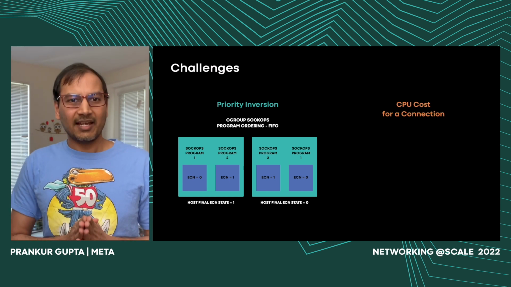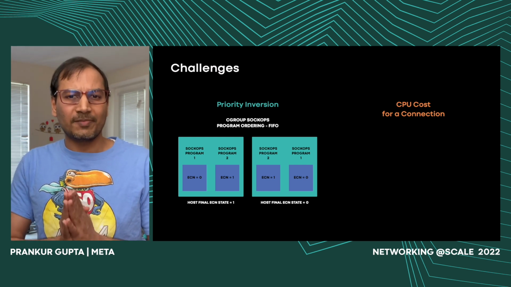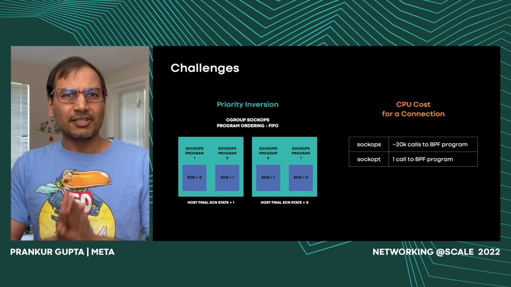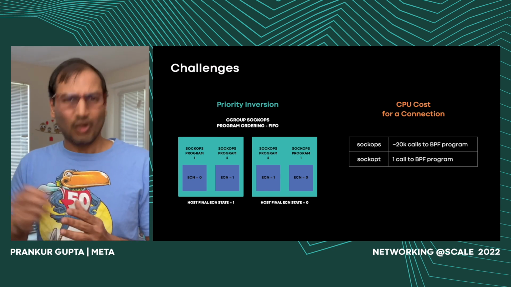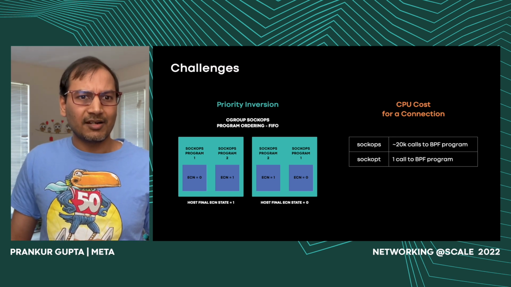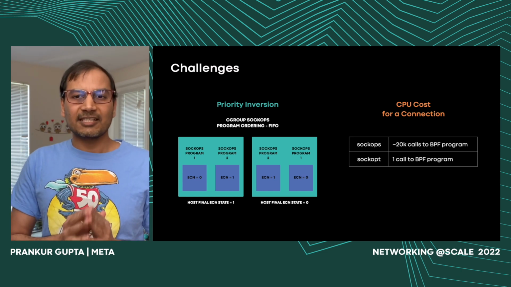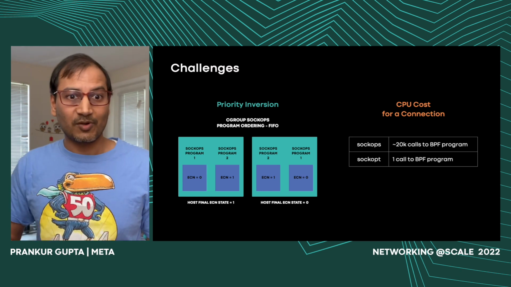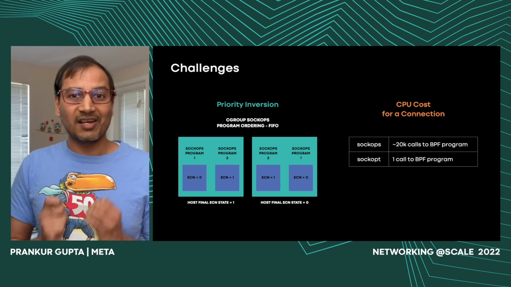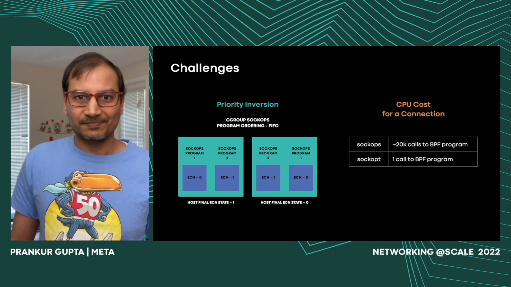The second case was related to high BPF CPU usage for a SOCOPS program. Roughly, for about every single connection, there were 20K calls to our SOCOPS BPF program, which is relatively very large. After researching and collaborating with our kernel folks, we experimented with a SOCOPT BPF program to achieve our goals, and we were able to optimize BPF CPU by reducing it to one call to the BPF program for every connection.